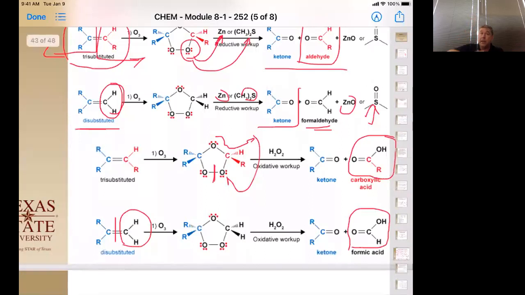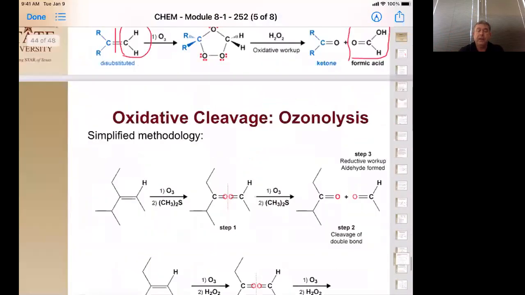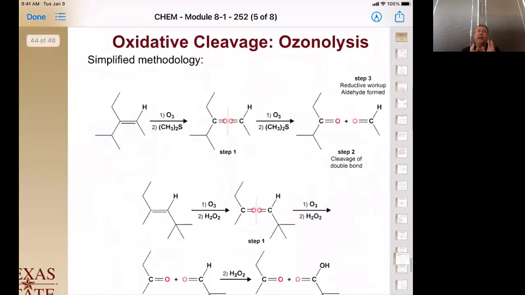First thing it's going to do is cut that double bond in half. The second thing it's going to do is either reduce it or oxidize it. Okay, so there's an easy way to think about what your products are. The idea is if you just cut it in half and start adding oxygens to this, that's going to tell you what your products are going to be.